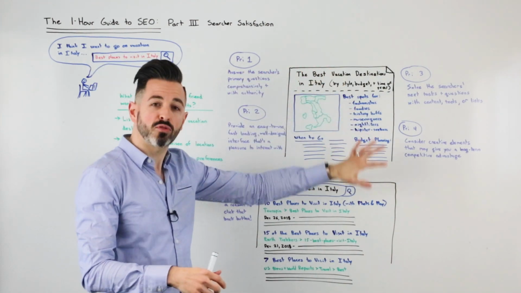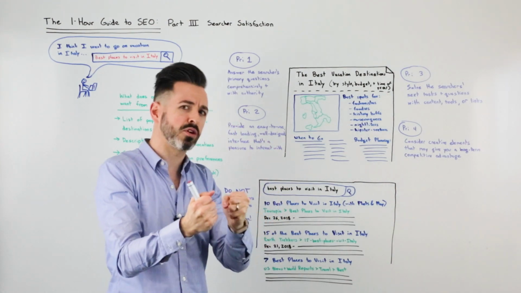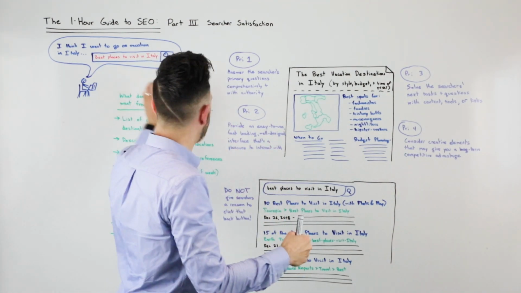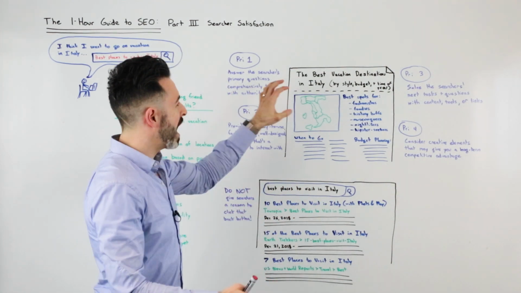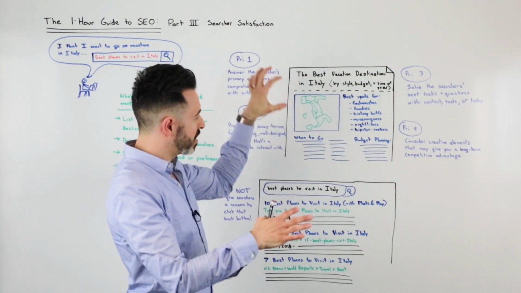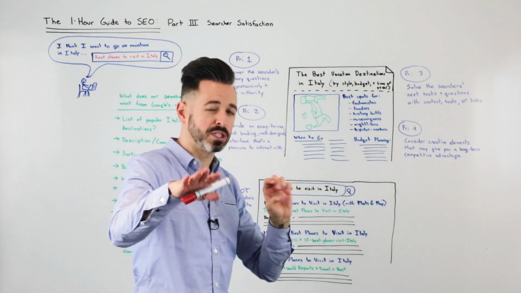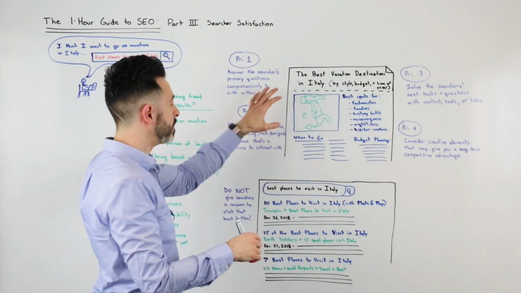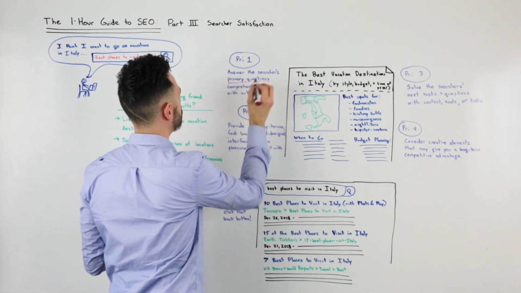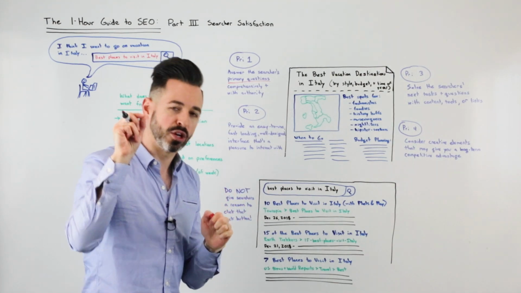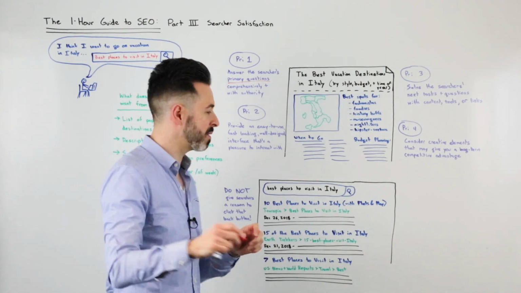So if I'm planning my page, what is the best page I could possibly craft to try and rank for best places to visit in Italy, which is a very popular search term, extremely competitive. I would think about, right, obviously there's all sorts of keyword stuff and on-page optimization stuff, which we will talk about in part 4. But my priorities are, first, answer the searcher's primary questions comprehensively and authoritatively. If I can do that, I am in good shape. I'm ahead of a lot of the pack.